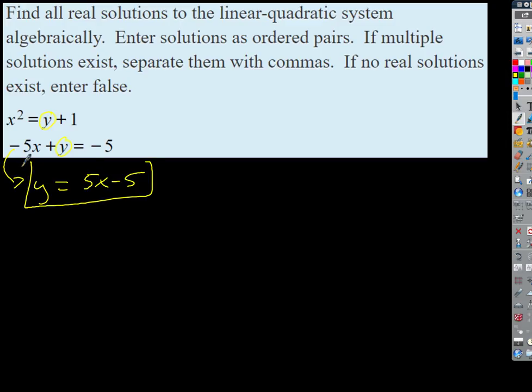So there's our substitution equation, right? And then we'll just substitute into there, right? So we end up with what then? X squared on the left instead of a Y. We're going to have 5x minus 5, thank you. And then we've got this additional minus 5, oops, sorry, plus 1. Make sense? Okay, now what do we do from here?